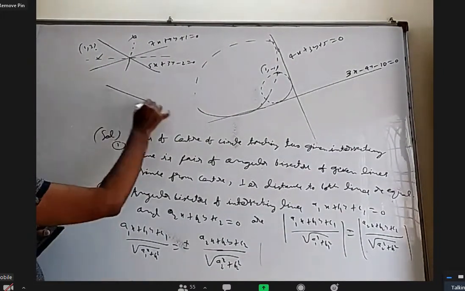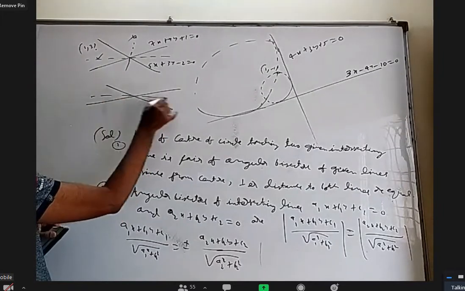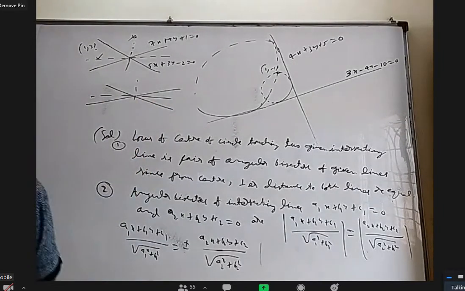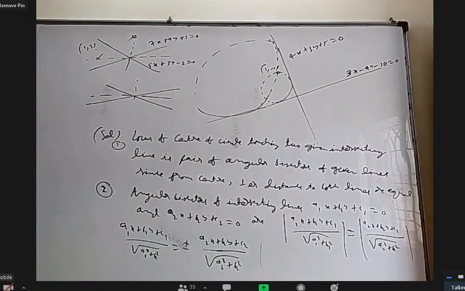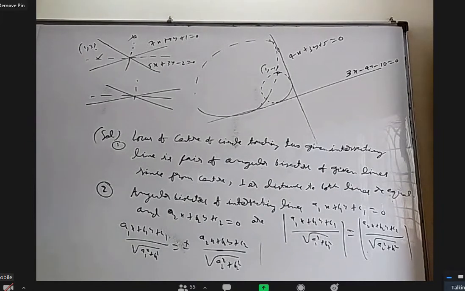Anybody knows if I give 2 lines, I'll get 2 angular bisectors. How to decide which one is acute angle bisector and which one is obtuse angle bisector? If A1 A2 plus B1 B2 is greater than 0, then it is acute angle. Yeah, there is some method. You find A1 A2 plus B1 B2. If it is greater than 0, put plus means acute, minus means obtuse. If it is negative, put plus means obtuse, minus acute. Something like that was there, right?